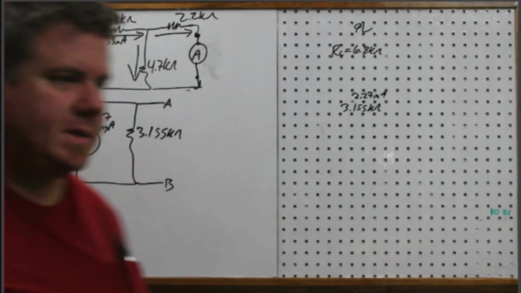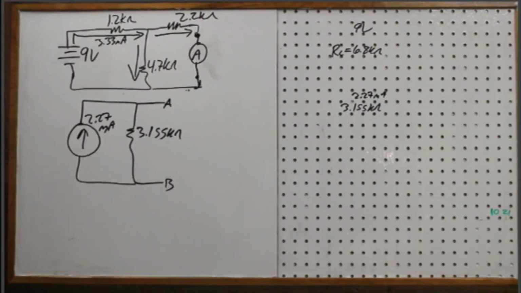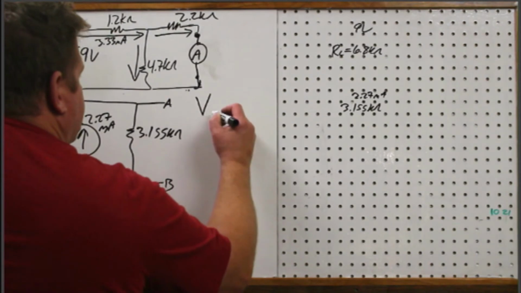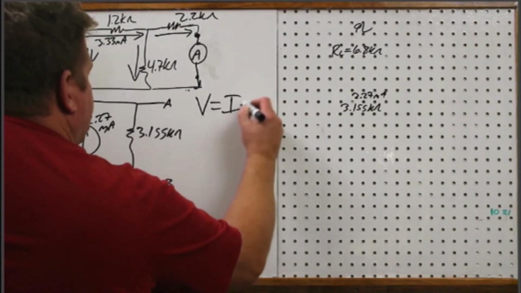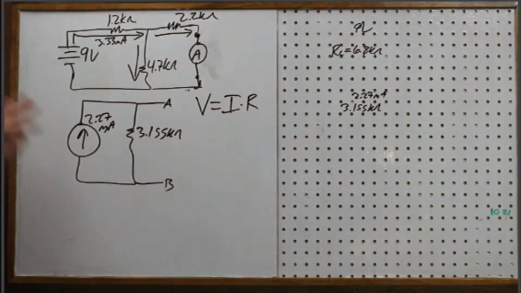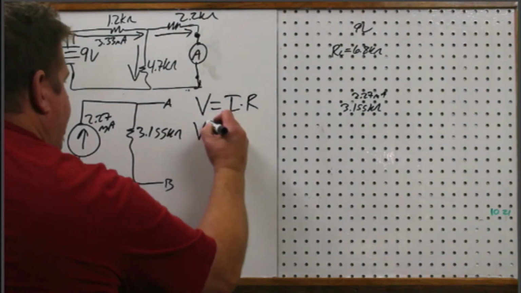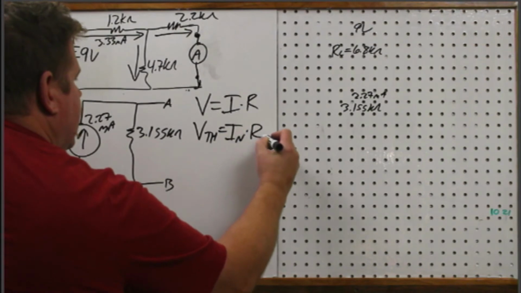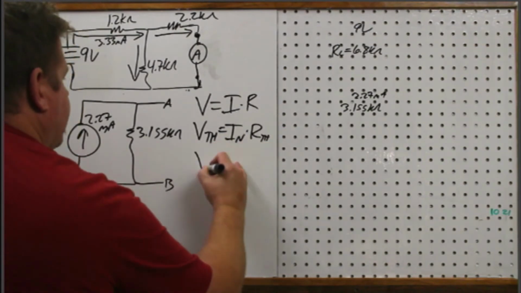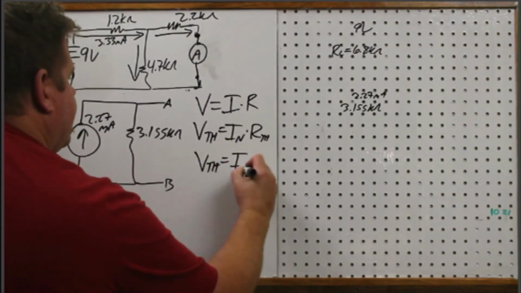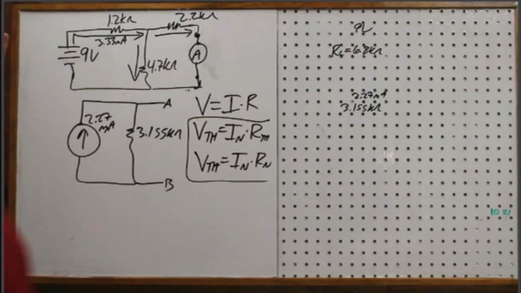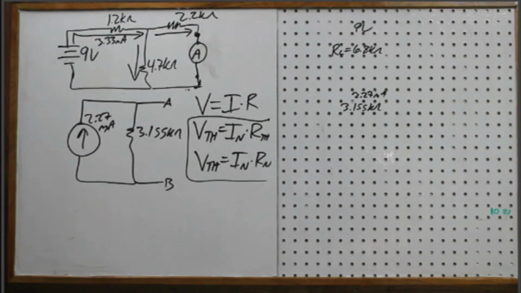Now earlier I said if you know the Norton or the Thevenin, you can calculate the other. And here's the relationship. So V equals I times R. In our equation, the Thevenin voltage is equal to the Norton current times RTH. Or you could also write it that way. Either way is correct because RTH equals RTN.